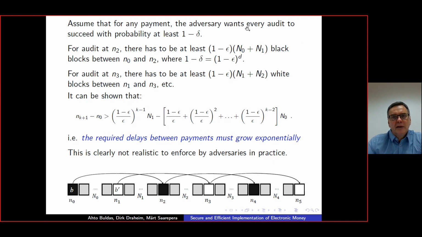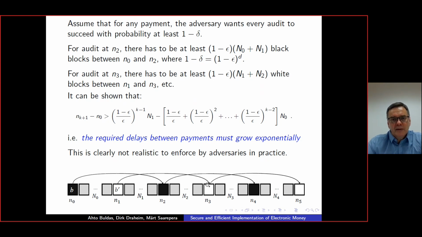Assume that for any payment, the adversary wants every audit to succeed with probability at least 1 minus delta. For audit at N2, there has to be at least (1 minus epsilon) times (N0 plus N1) black blocks between N0 and N2, because all blocks have to be shown to be black during the audit, where 1 minus delta is (1 minus epsilon) to the power of d. d is the number of samples. And for audit at N3, at the same time, there has to be (1 minus epsilon) multiplied by (N1 plus N2) white blocks. There should be that many white blocks.